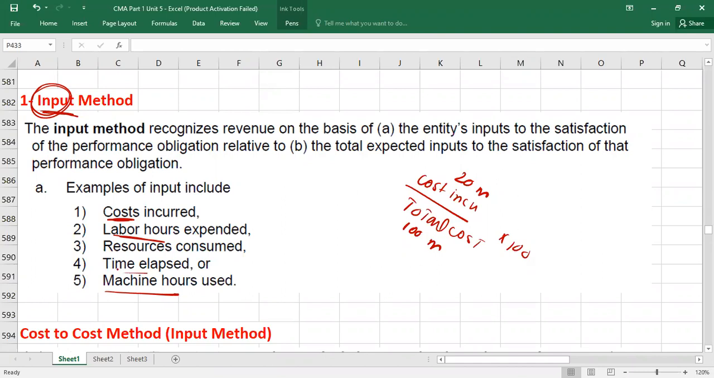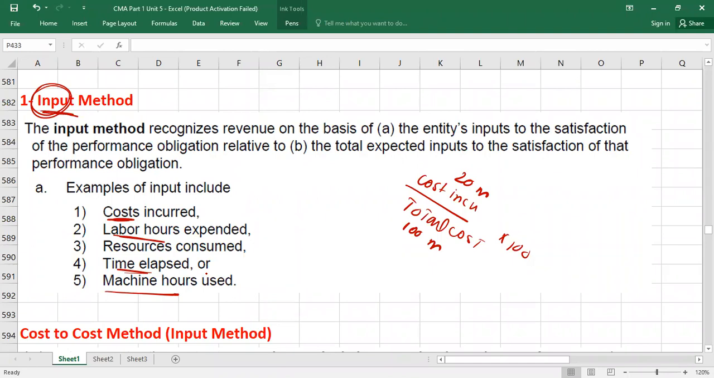Right or wrong? It could be based on time elapsed also. Maybe I have agreed with you that I will teach you for 2 years. Now in year 1, for example, I completed only the first year. So to calculate the percentage of completion, I can take 1 year which is completed divided by the total agreed years, which were 2. So I can again calculate the percentage of completion. So input method means, guys, you are simply going to calculate the percentage of completion based on inputs. Inputs could be cost, hours, time elapsed, or anything which you are injecting into the project.